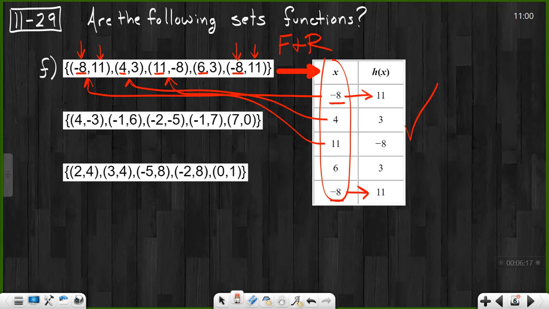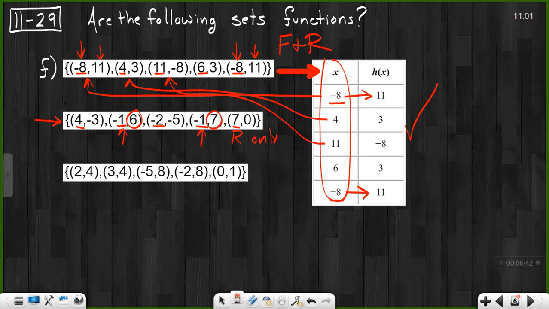Let's take a look now at the next one. Look at your inputs. Try to figure out if this set right here is a function. All right, coming back, I see 4, -1, -2, -1, 7. -1 repeats itself. And I got a 6 and a 7. That is not a function. This is a relation only.